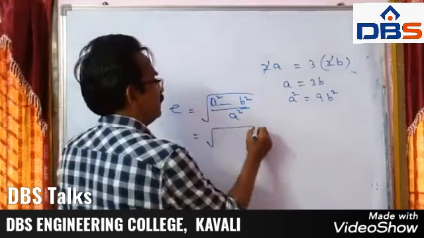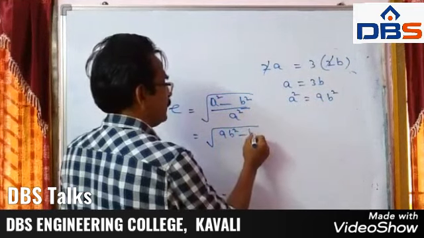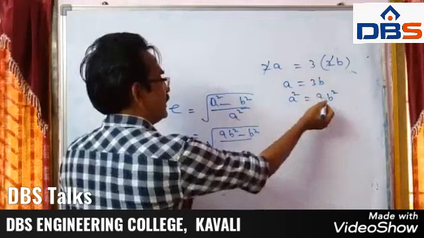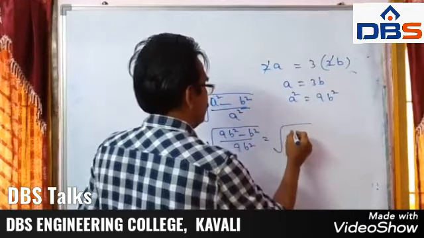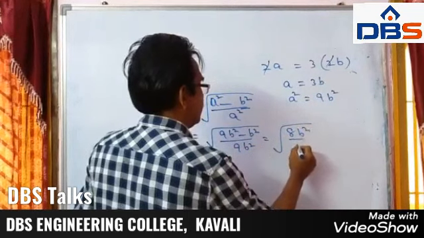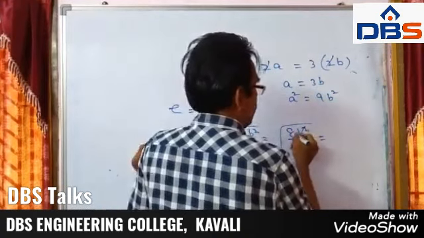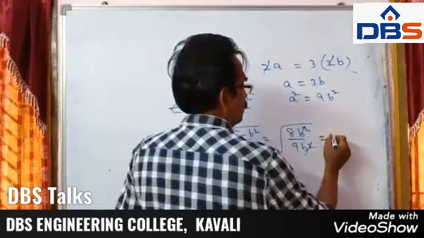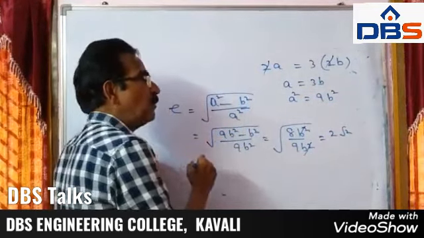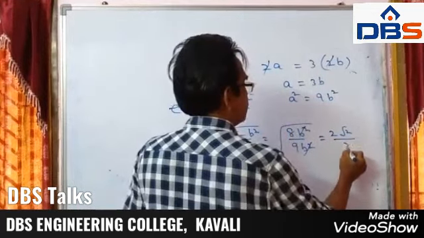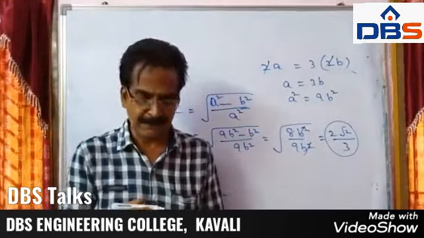So a² means 9b², minus b², divided by a², which is again 9b². So √(8b²/9b²). b² gets cancelled. √8 means 2√2, since 4 comes out and √4 is 2. So 2√2 by √9, which is 3. This is the eccentricity of the ellipse.